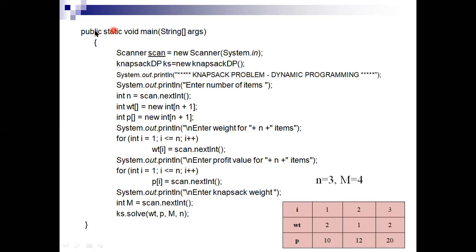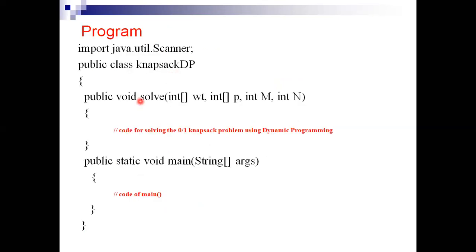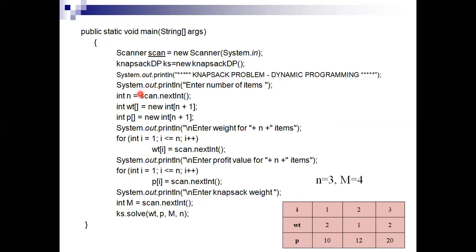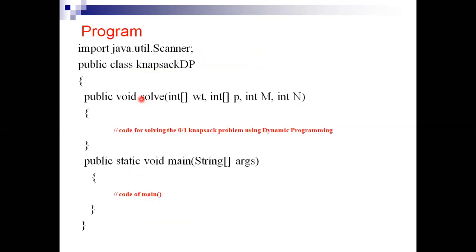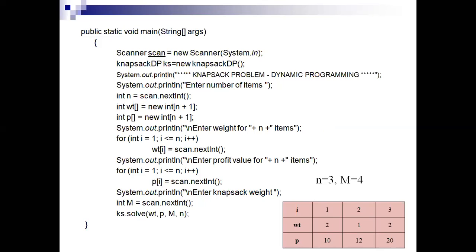So now we'll see the main method first. Let's just look at this. I created a scanner class object, scan. I created one object of class Knapsack DP because I have to access the method solve, right? If I create the object, I can access this method. If I want to access this method without creating the object, then you have to make this static. Right now it is non-static, so I have to create an object of the knapsack class.